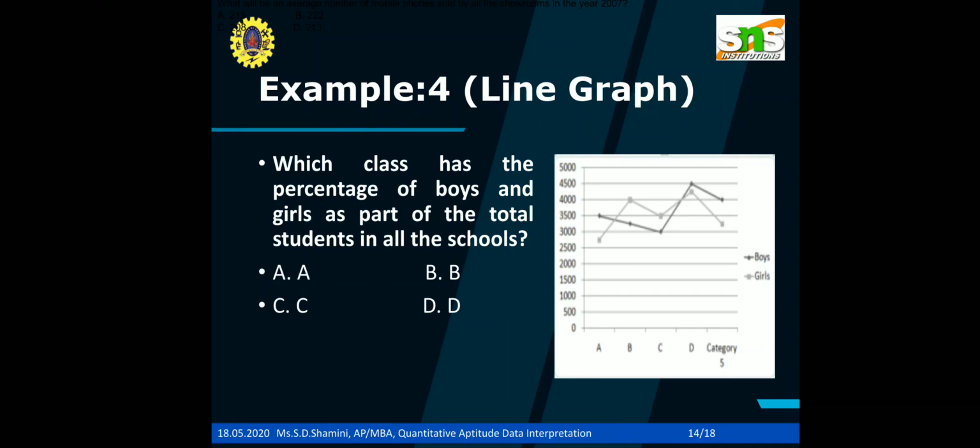Okay, so next, which class has the highest percentage of boys and girls as part of total students in all the schools? So from the figure you can see the highest of boys and girls in one school. It's in D. D-ல தான் நிறைய பேர் இருக்காங்க, as the base for all the schools remains the same. Okay, so the option is D.